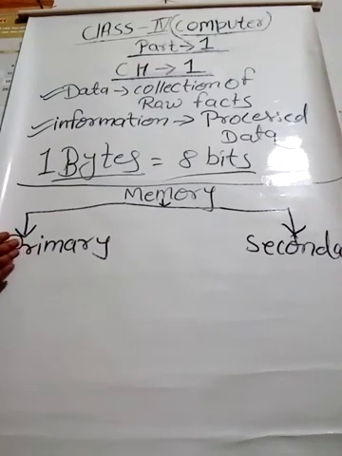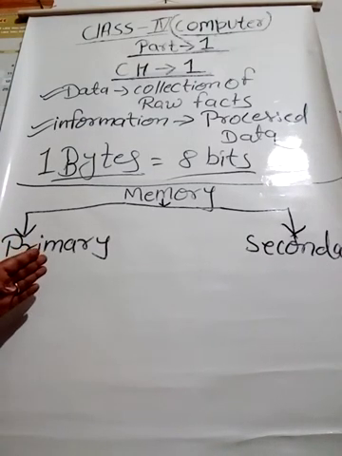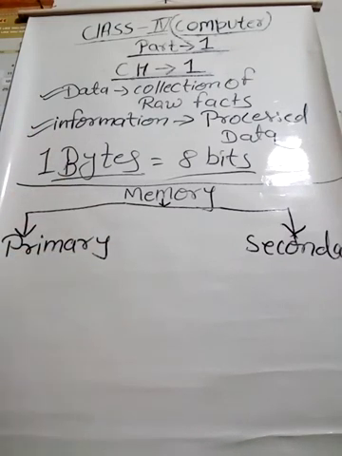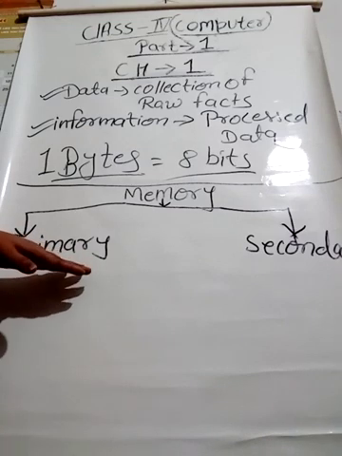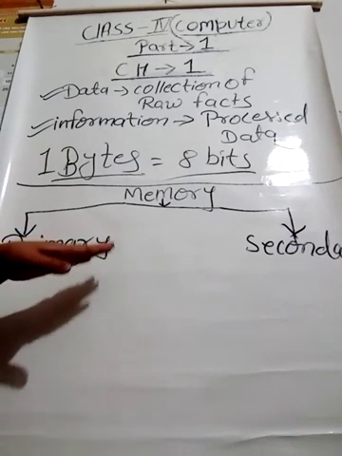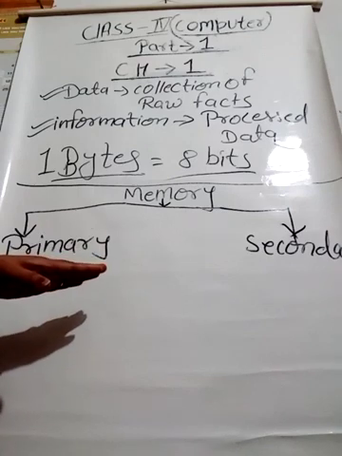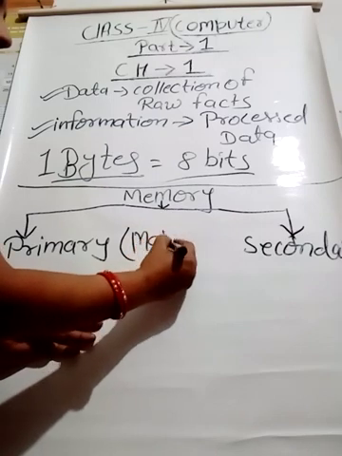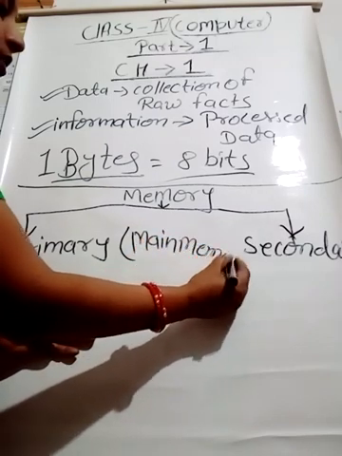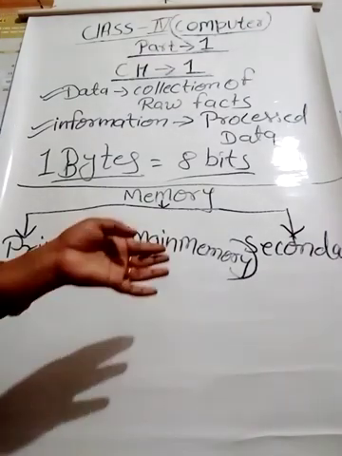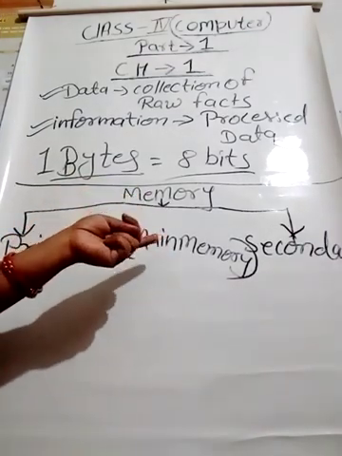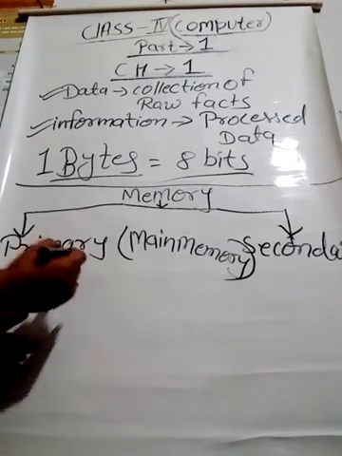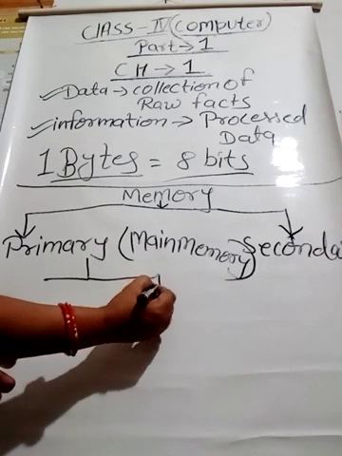What is primary memory? Primary memory is the internal storage area within the CPU which stores the data and instructions. It is a storage area inside the CPU. It is also known as main memory. It helps us in fast access of data and instructions. Primary memory is again classified in two parts.